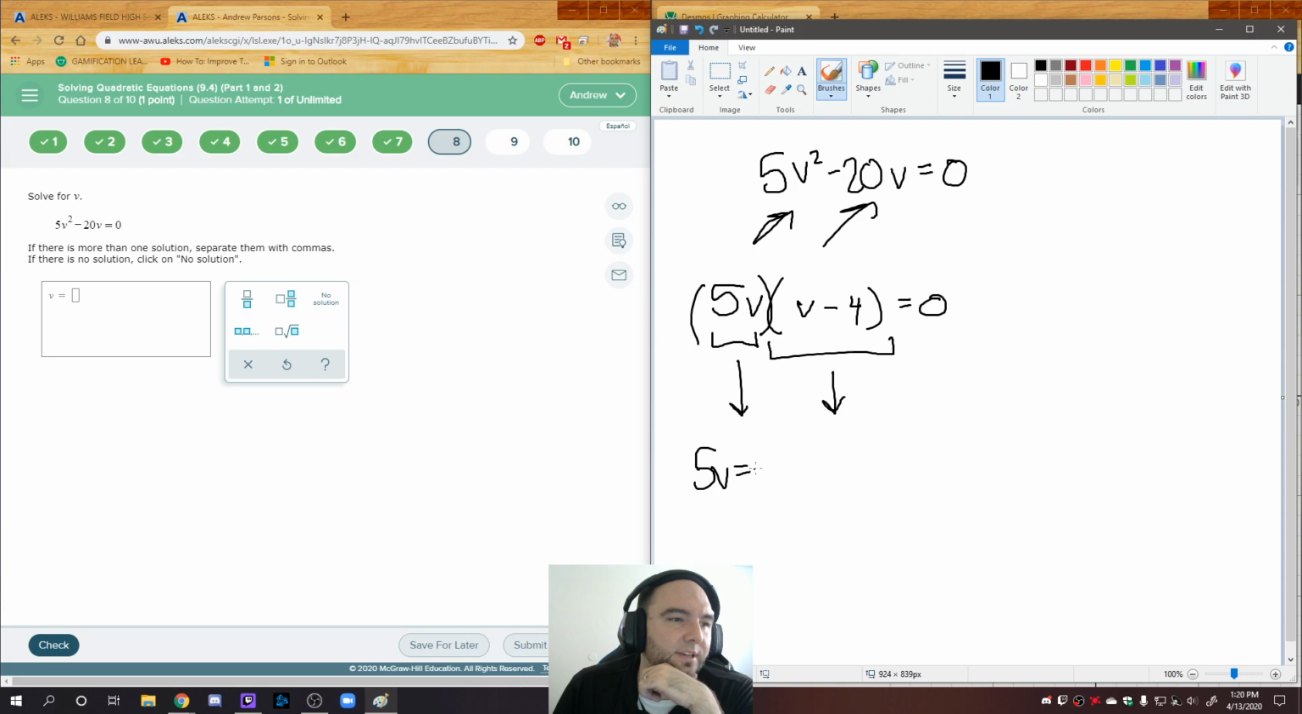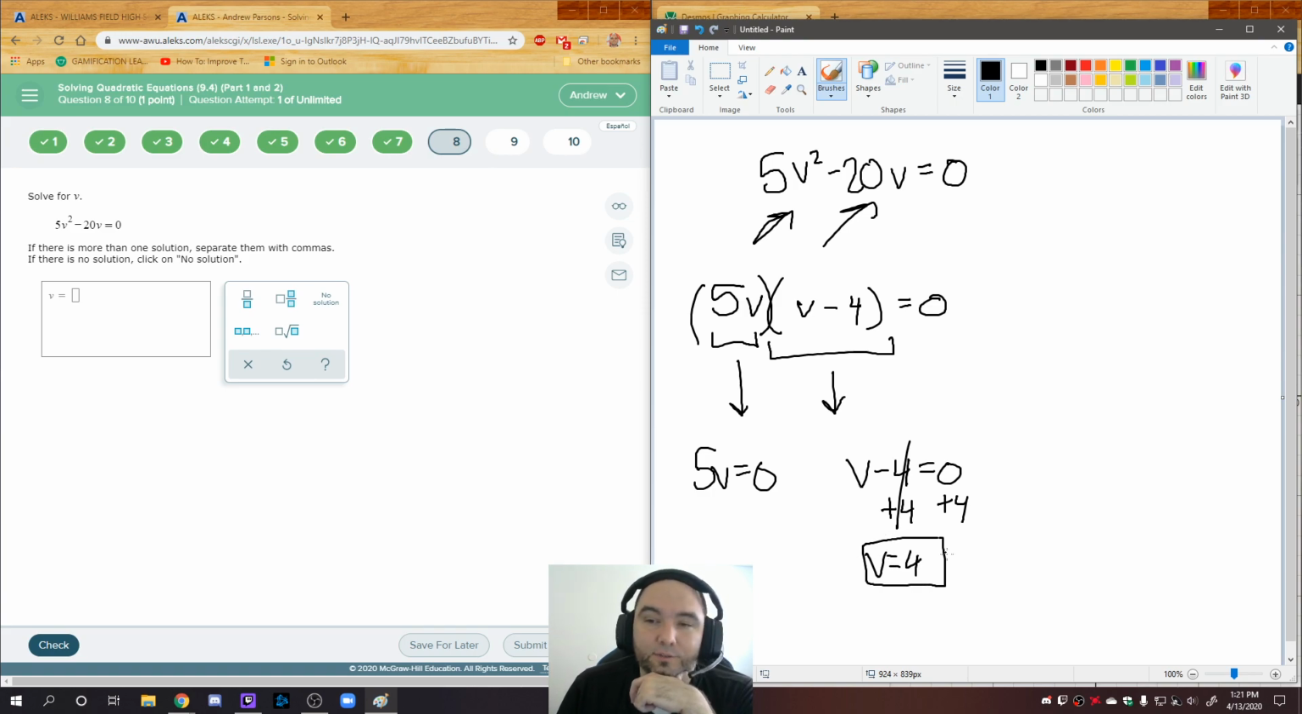What makes 5v equal 0, and what makes v minus 4 equal 0? I hope v minus 4 is easy enough for you. It should be 4, right? 4 minus 4 is 0. But if you want to solve it by adding 4 to both sides and confirming that v does indeed equal 4, that's fantastic. On this other one, you're technically wanting to divide by 5, and 0 divided by 5 is 0.